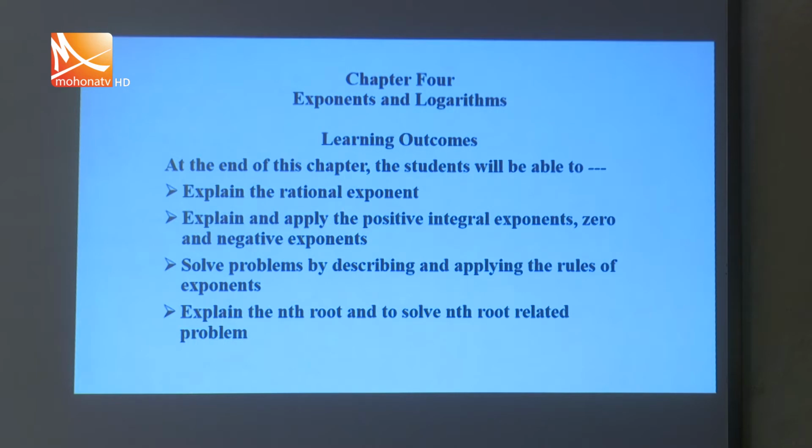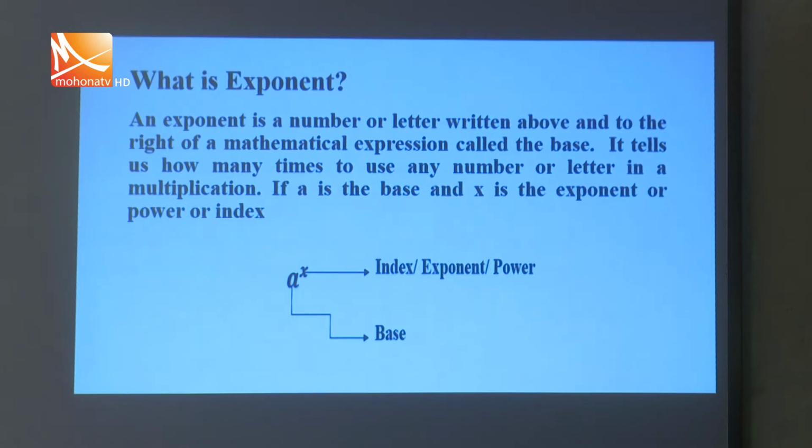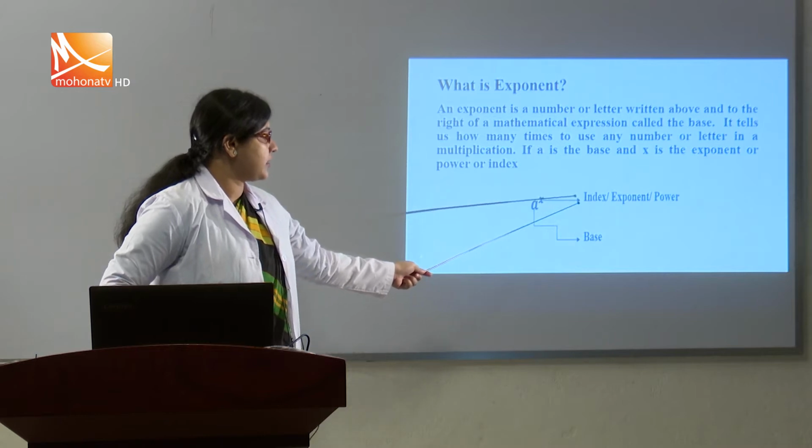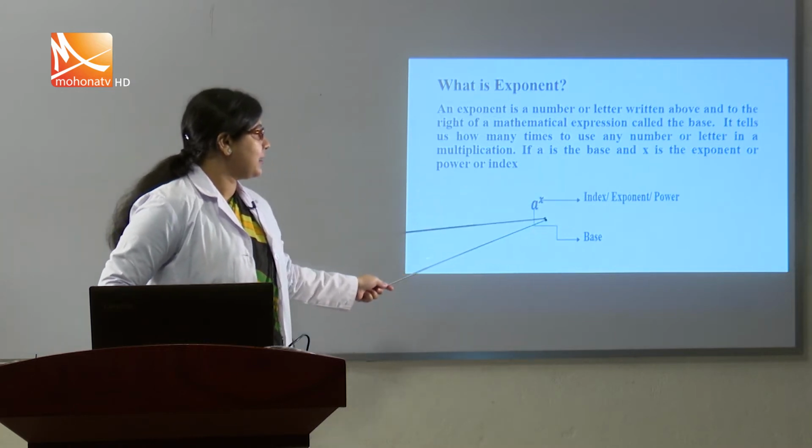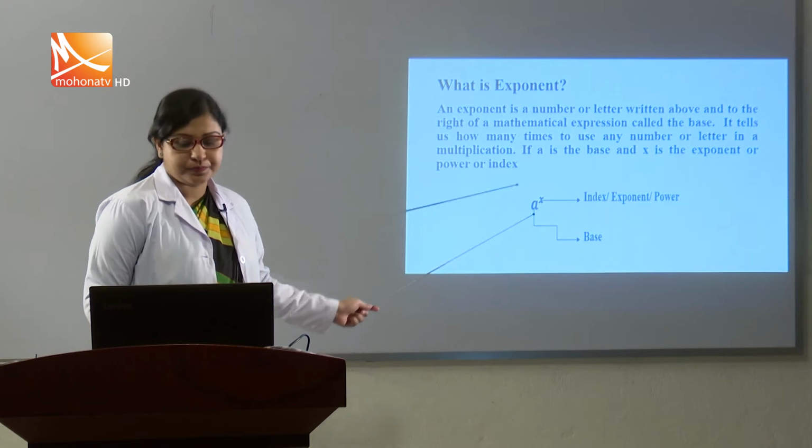I hope all of you have a little bit idea about exponents from your previous classes. So what is an exponent? An exponent is a number or letter written above to the right of a mathematical expression called the base. It tells us how many times to use any number or letter in a multiplication. So if you have the base a and x is the exponent or power or index, you have an exponential expression like a to the power x. See here, x is index or exponent or power, and this a we call it base.